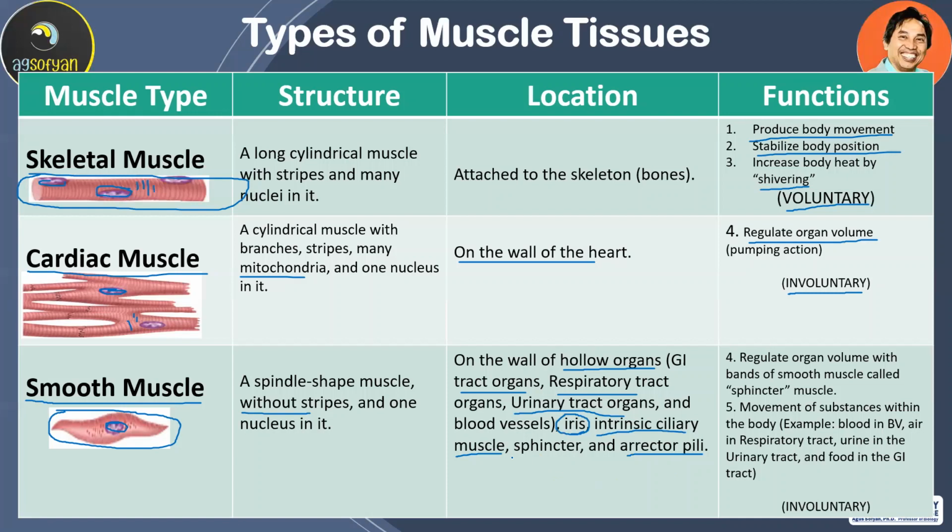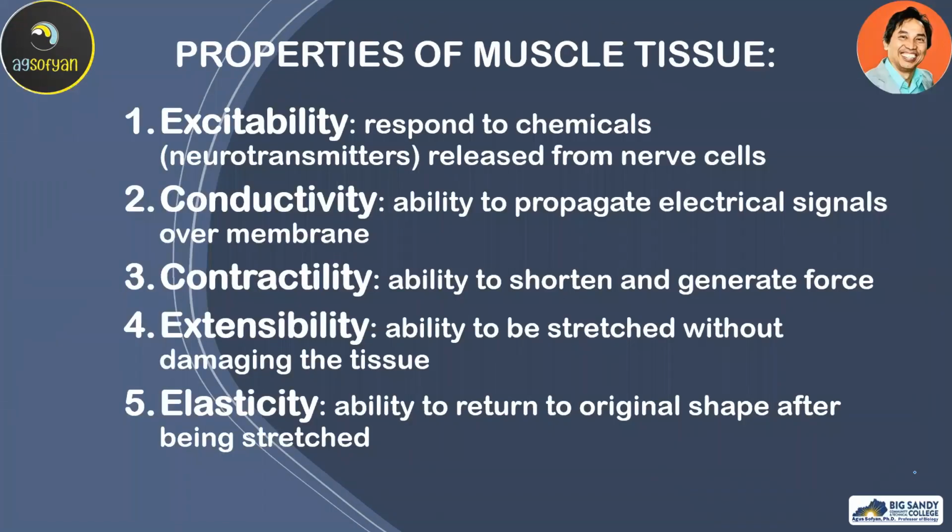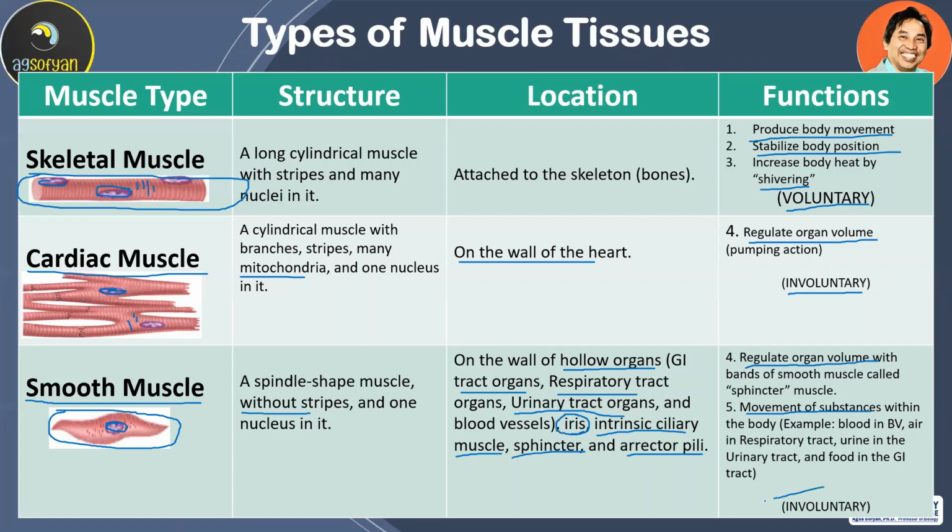And there is also sphincter muscle, usually at the end of the tract. And the main function, of course, for the ones located in the hollow organs, is to regulate organ volume, and also the movement of substances within the tract. It is involuntary. It means that you cannot really control this smooth muscle.